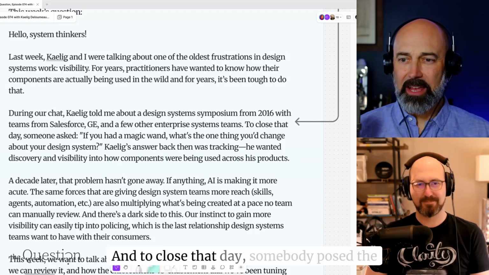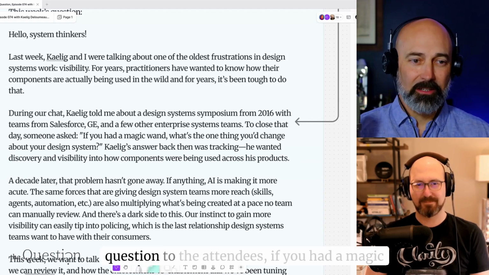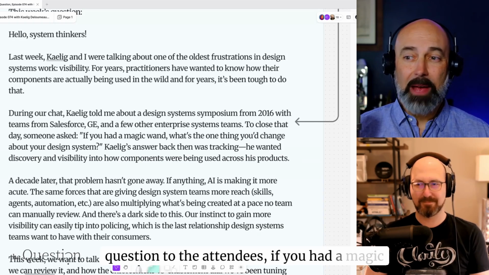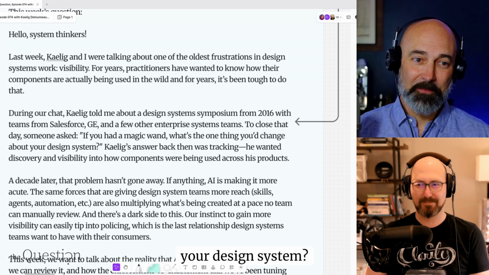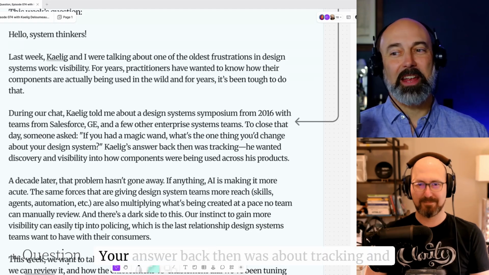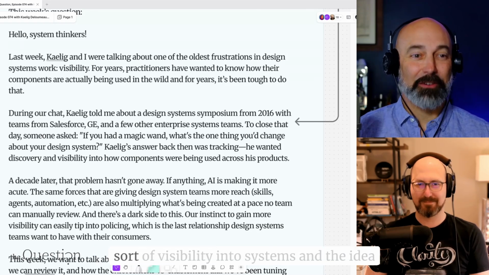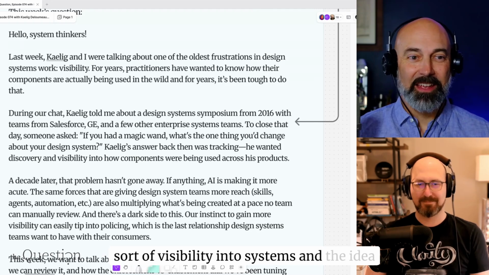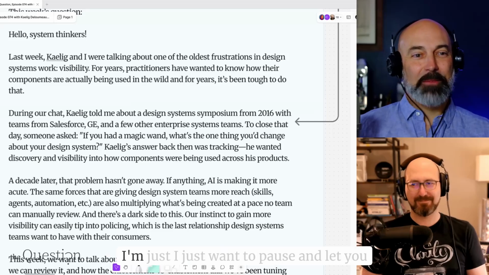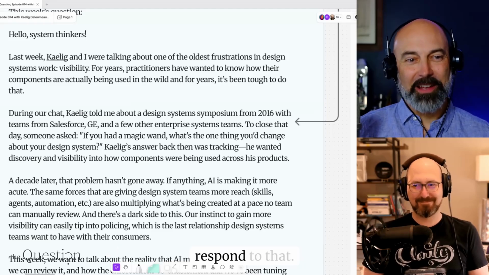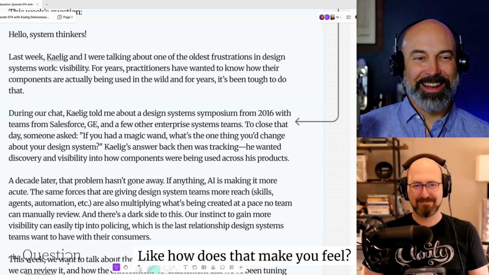And to close that day, somebody posed the question to the attendees: if you had a magic wand, what's the one thing you'd change about your design system? And your answer back then was about tracking and visibility into systems. And the idea that we landed on that as a question a decade later, I just want to pause and let you respond to that. Like, how does that make you feel?